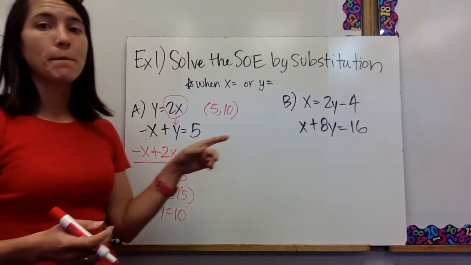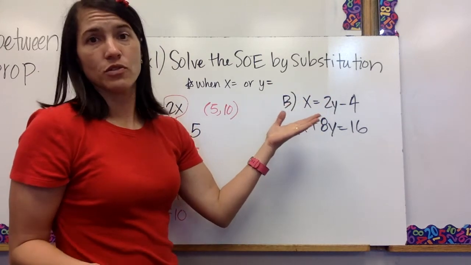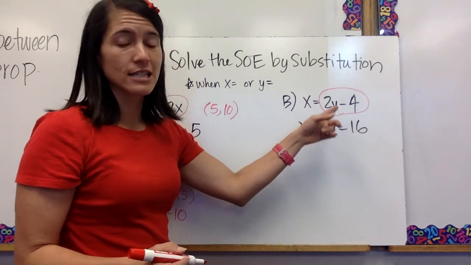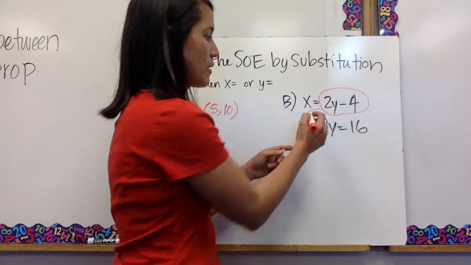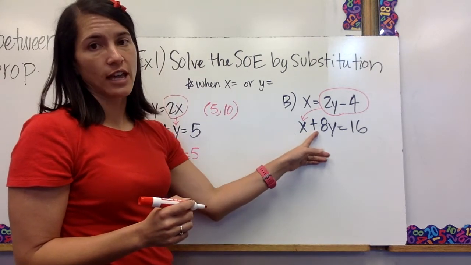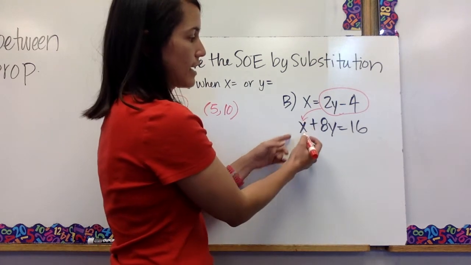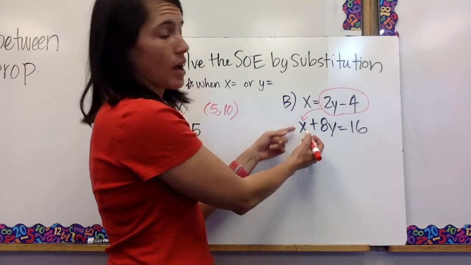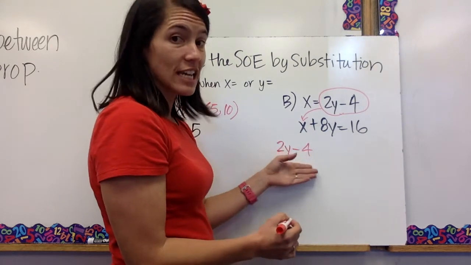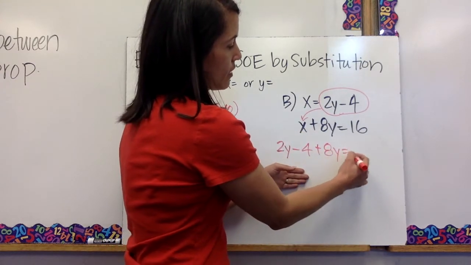All right, example B, I have an x equals right here. It's already solved for x equals, so let's use it. I need to substitute this exact value, because this is an exact value, into x right there. There is no coefficient right here. If there was a coefficient, like the 8 in front of the y, then I would put it in parentheses. But there's no coefficient, so I'm going to rewrite x. But I'm not going to write x. I'm going to write what x is equal to. 2y minus 4, that is equal to x. We're substituting it in. Plus 8y equals 16.